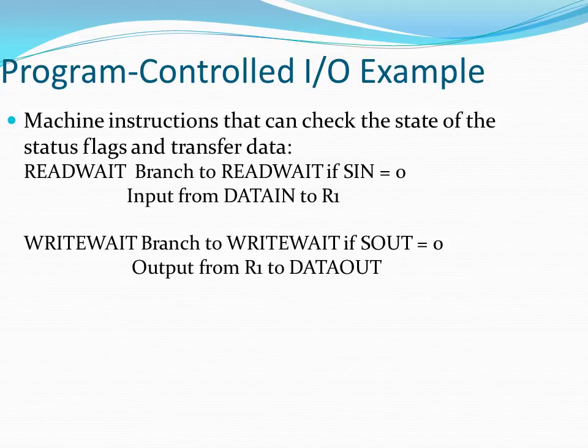Coming to the write operation: write wait, branch to write wait if SOUT is equal to 0. Whenever SOUT is equal to 0, the display unit is not ready to display the information, so we have to wait some time. Otherwise, the output is transferred from R1 to the DATAOUT register. So this is how we can perform read and write operations by using machine instructions.